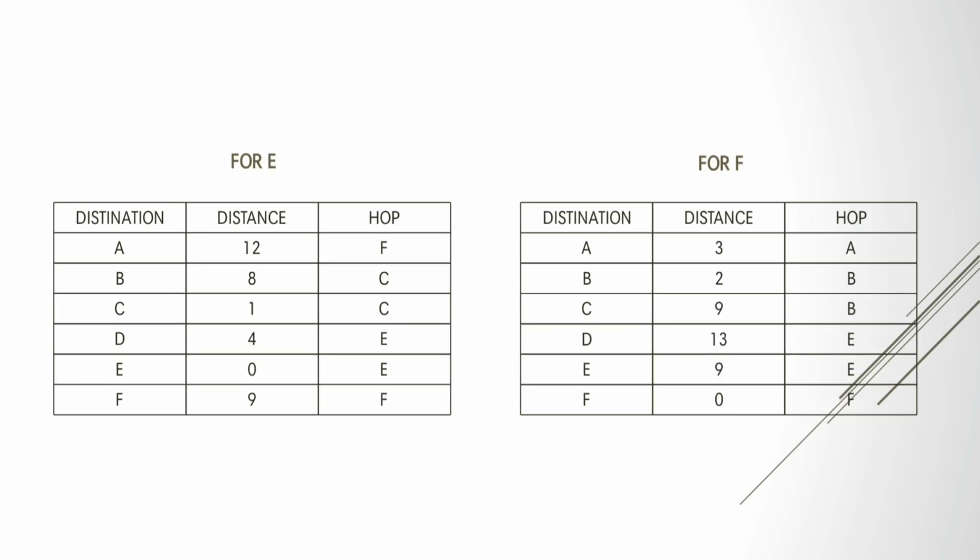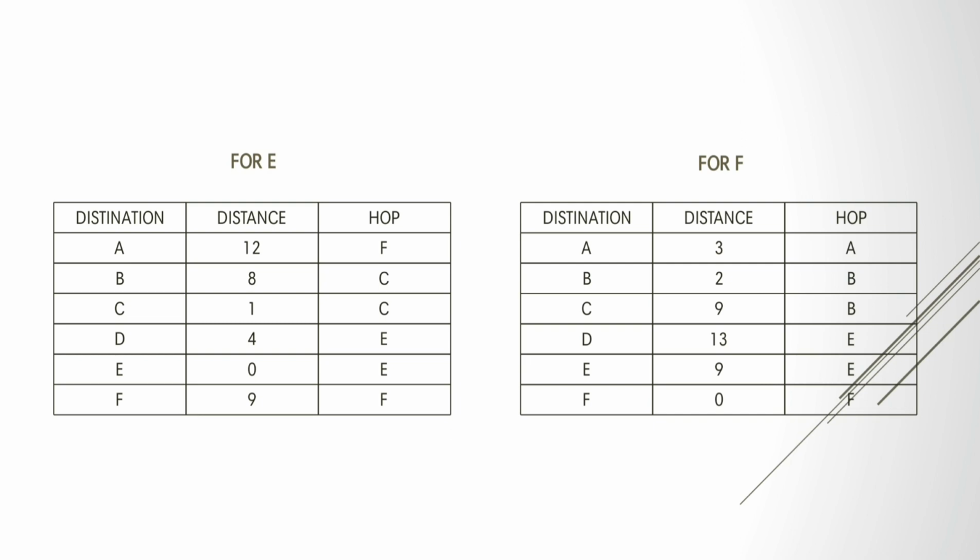Next, for E. For E to A, the minimum distance covered is 12 through the neighborhood node F. E to B, the distance covered is 8 through the neighborhood C. From E to C, the distance is 1 through the neighborhood C. E to D, the distance covered is 4 through the neighborhood node D. E to E, the distance is 0 through E. E to F, the distance is 9, and the neighborhood is F.